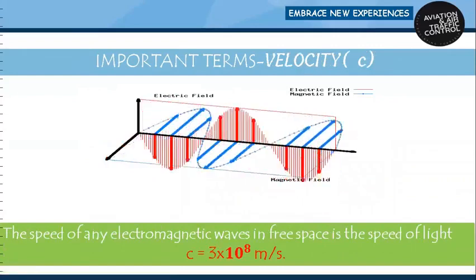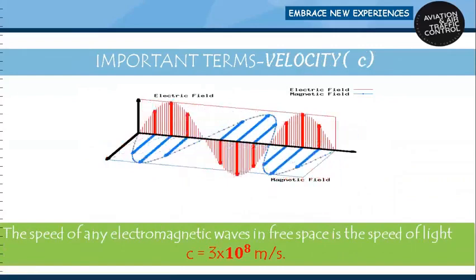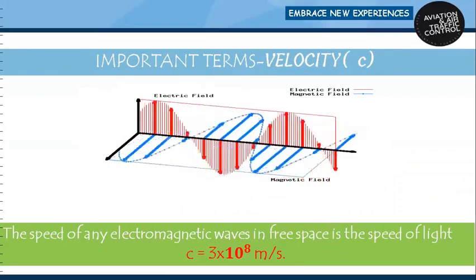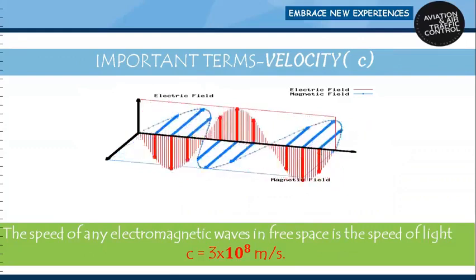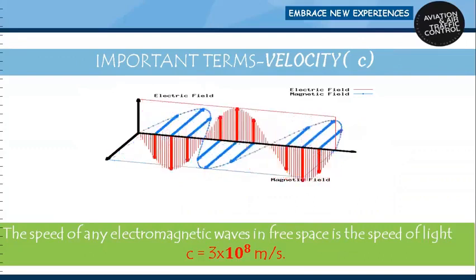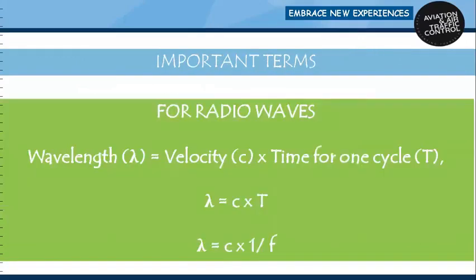The speed of any electromagnetic wave in free space is the speed of light, denoted by C, which is 3×10⁸ meters per second or 162,000 nautical miles per second. For radio waves, wavelength, represented by lambda, is equal to velocity, which is the speed of light C, multiplied by time for 1 cycle, denoted by T. So lambda equals C multiplied by T, and T is 1 by F, which is frequency.